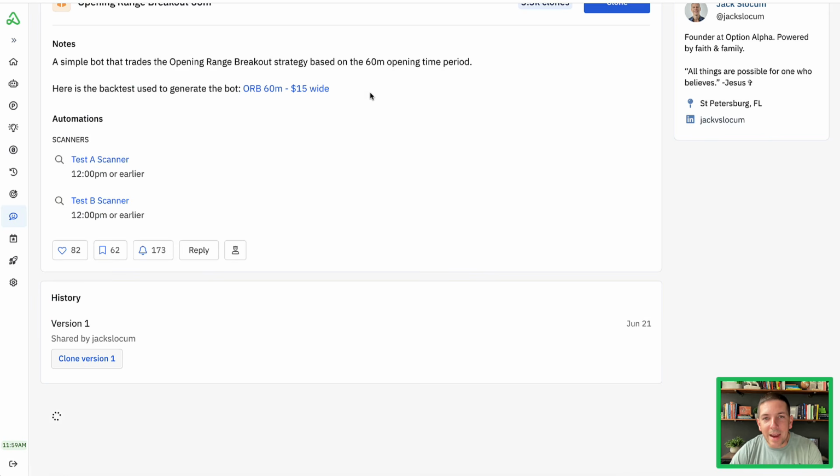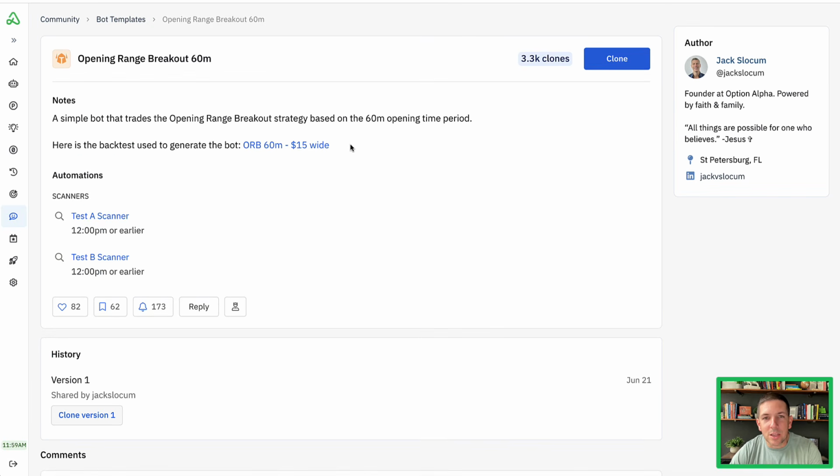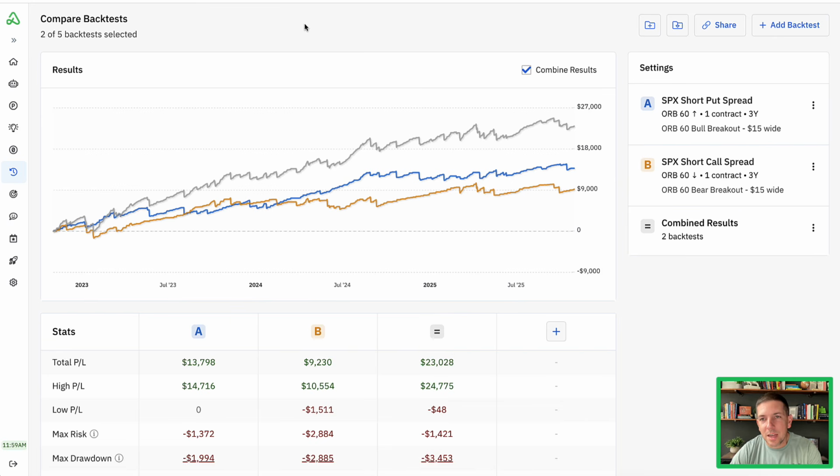So the one that I actually took was the one that Jack had originally shared, which was the ORB 60-minute 15 wide. That is this backtest here. This is the strategy that mine is based on. It's a good strategy, I like it, but I want to see if I could possibly improve or enhance it with some of the things I'm already doing in backtesting. Could I find something that fits my personal style a little bit more? This is his version of the backtest.